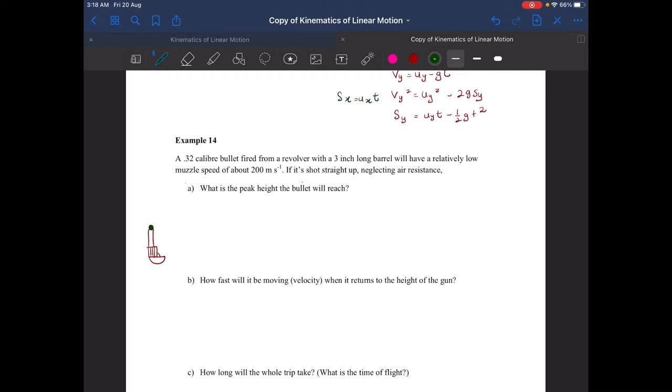So, the question says the bullet is shot straight up. And then it says that when it comes out, its speed is 200 meters per second. When it gives 200 meters per second, we say this is the initial speed. It happens in the Y component, so this is UY, positive 200 meters per second.